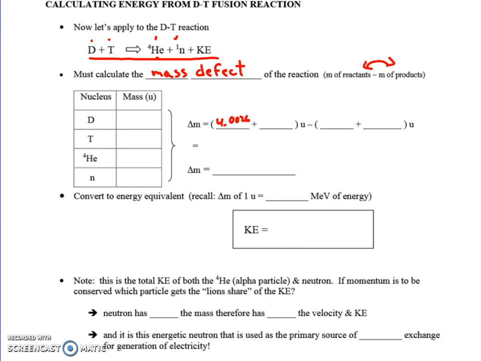So we can fill in this table the mass of each one. You're not expected to know this. So 2.04. The deuterium is roughly 2. The tritium is roughly 3. The helium nucleus we know is 4, but it's not exactly 4. And a neutron we know is a mass of 1, or very close to it. So if we do the mass defect, I'm going to do the products. There's my He. Now I'm going to add that to the neutron, because that also comes out of the reaction. And then I'm going to subtract from that the sum of my reactants.